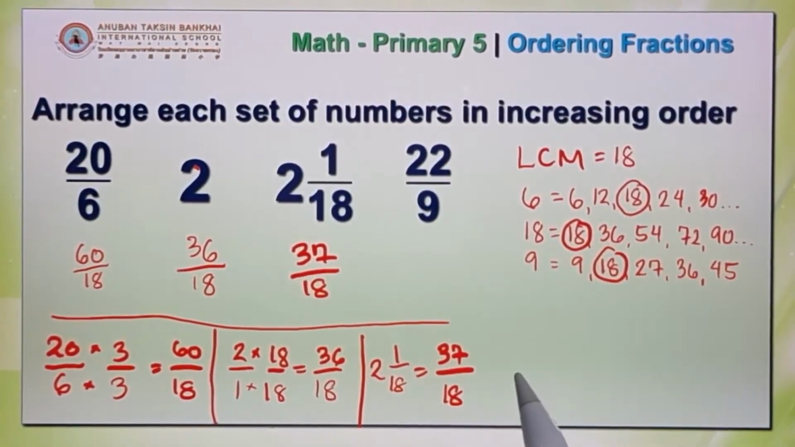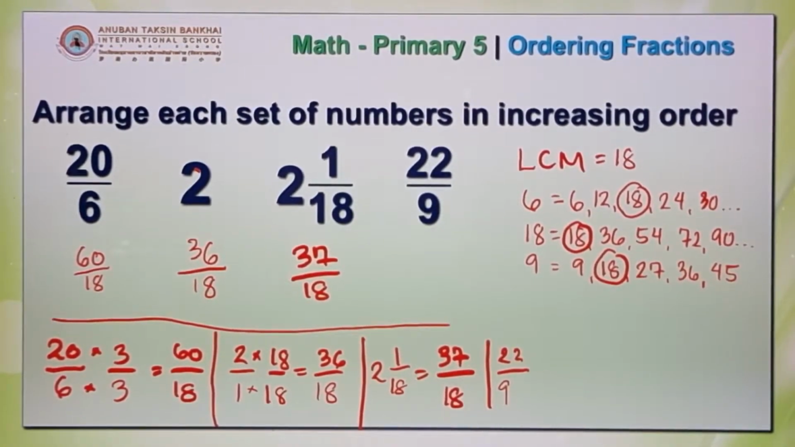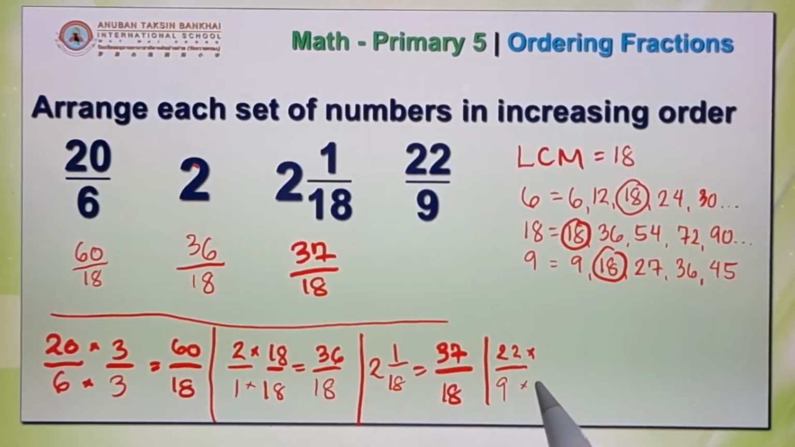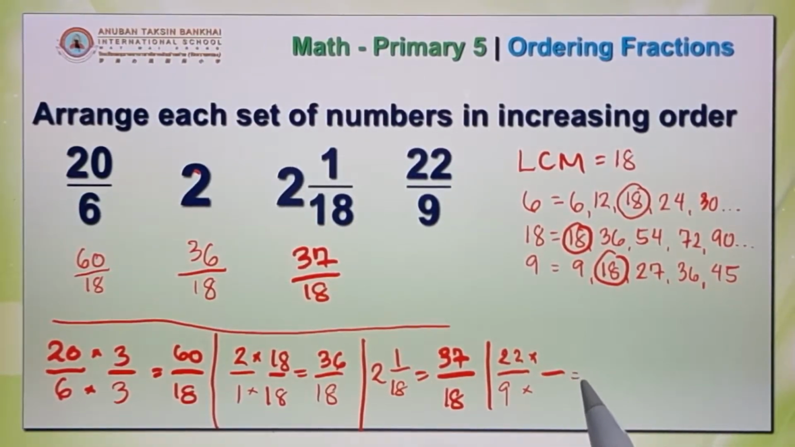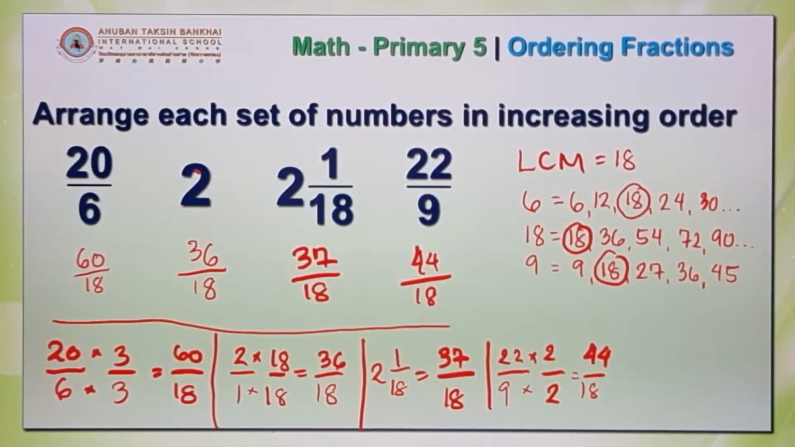Okay, and the last one, we have 22 over 9. We multiply it and change it to 18. Okay, sorry, we don't have space. So 9 multiplied by what number to make it 18? We have, of course, 2. And then we multiply the numerator also by 2. 22 times 2, we have 44. So therefore, we have 44 over 18.